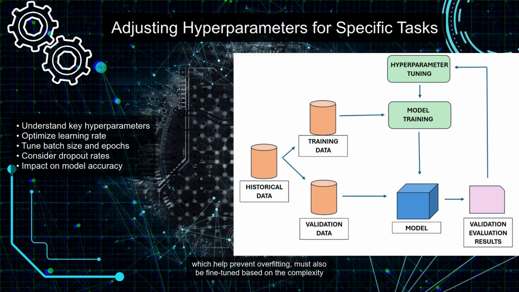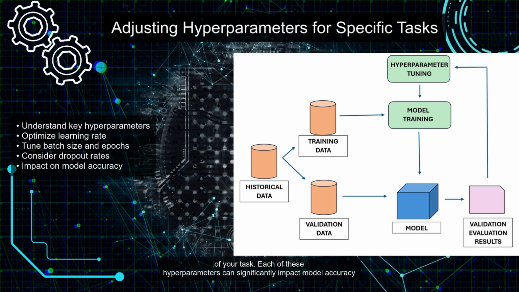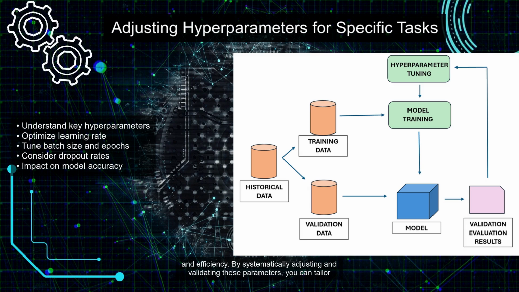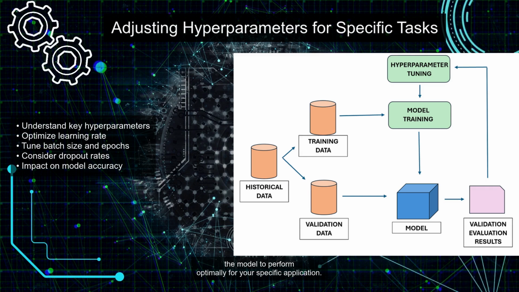Dropout rates, which help prevent overfitting, must also be fine-tuned based on the complexity of your task. Each of these hyperparameters can significantly impact model accuracy and efficiency. By systematically adjusting and validating these parameters, you can tailor the model to perform optimally for your specific application.